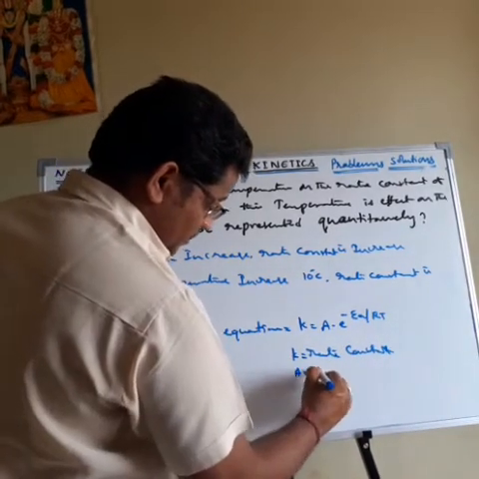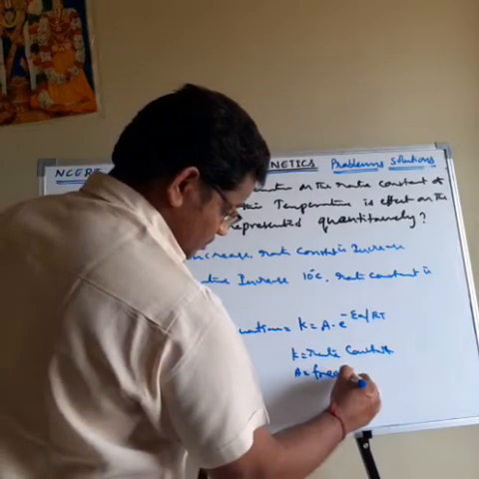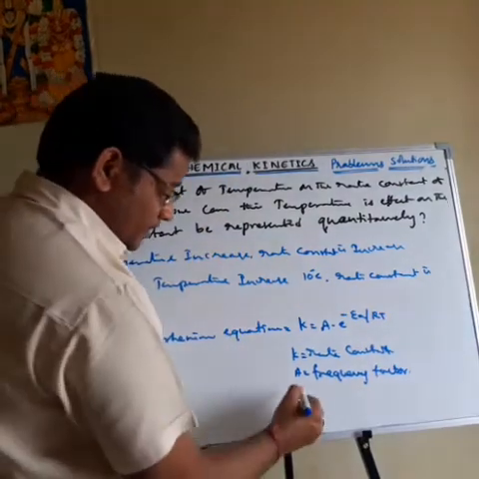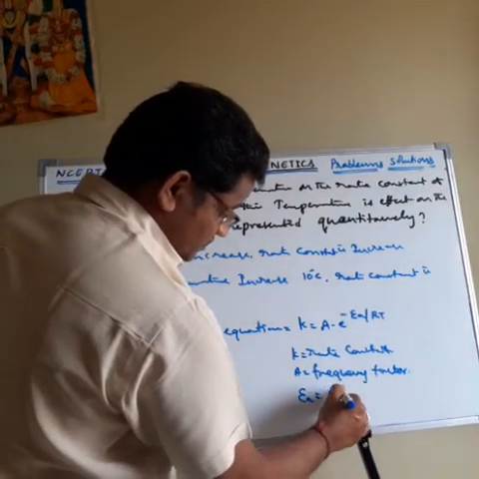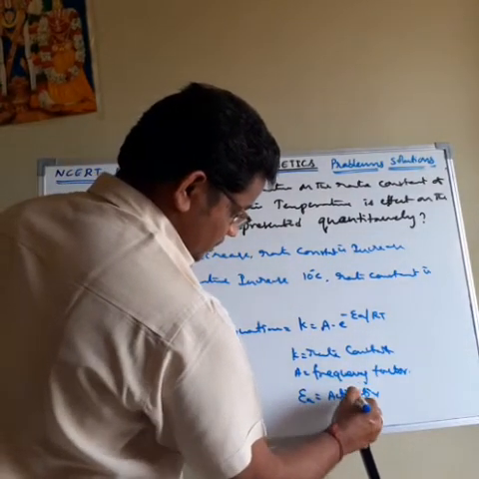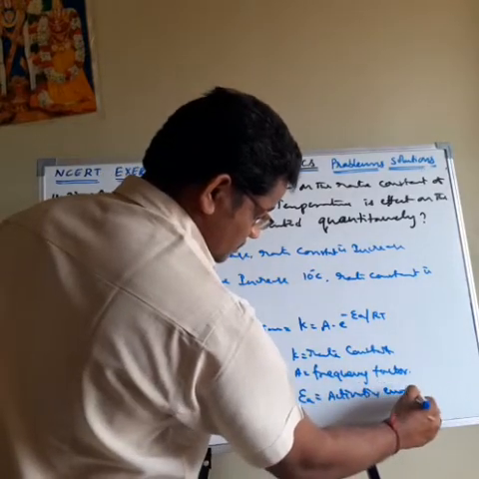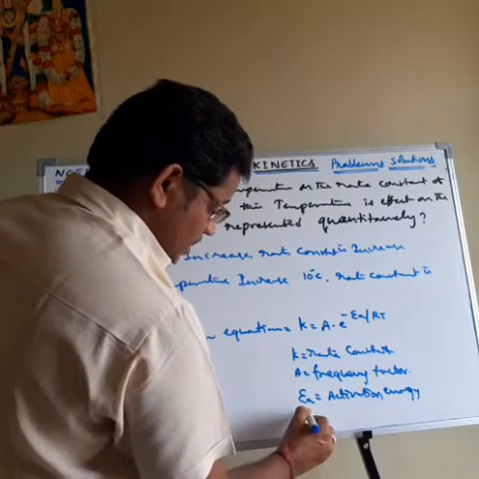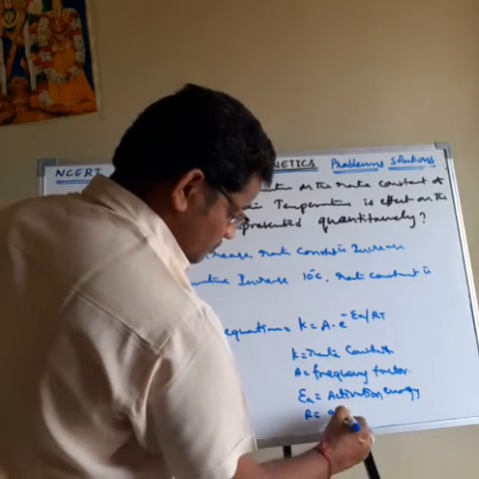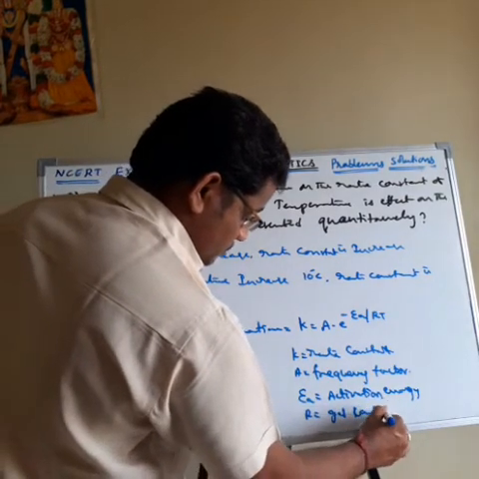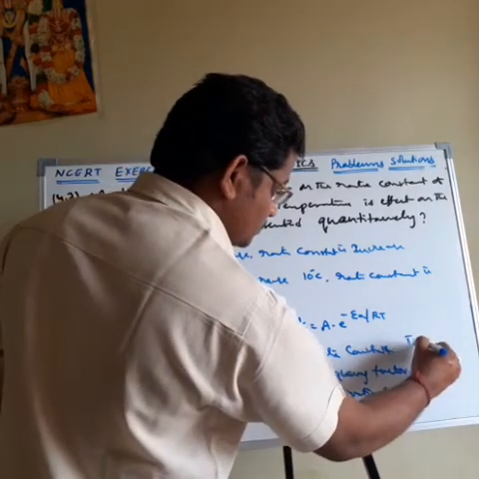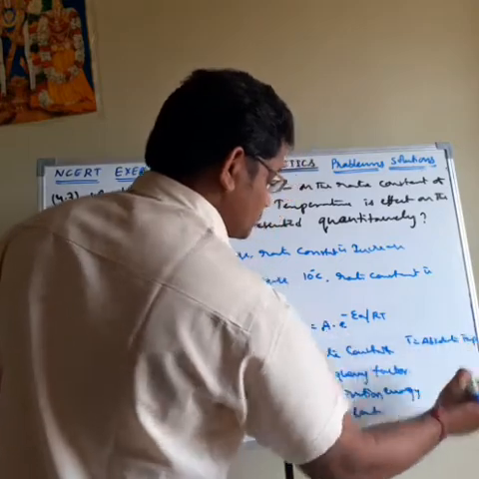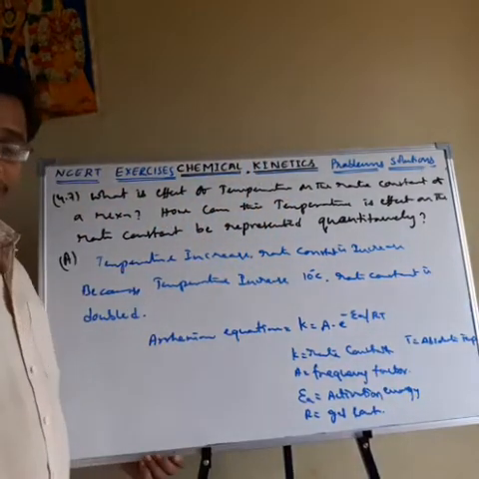A is the Arrhenius factor or frequency factor. Ea is the activation energy. Next, R is the gas constant. T is the observed temperature. So this is about question number 7.